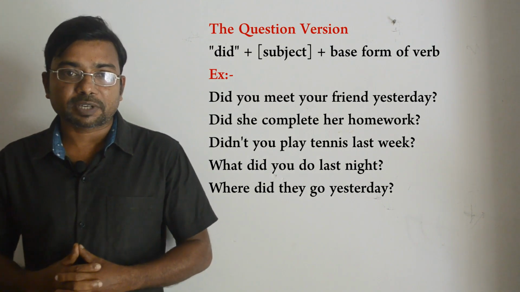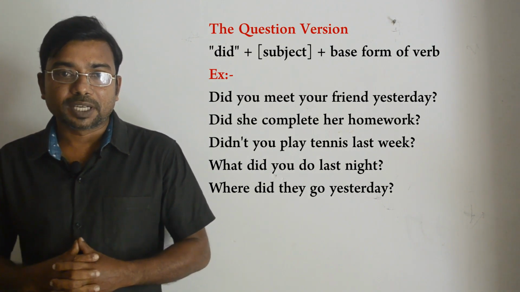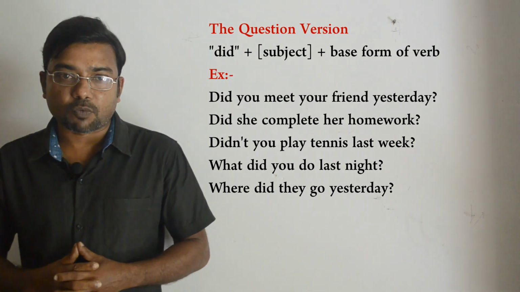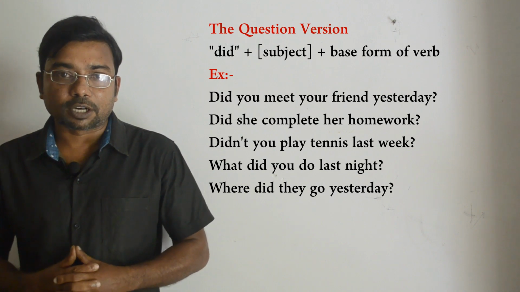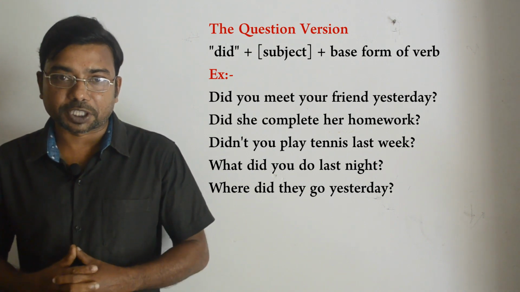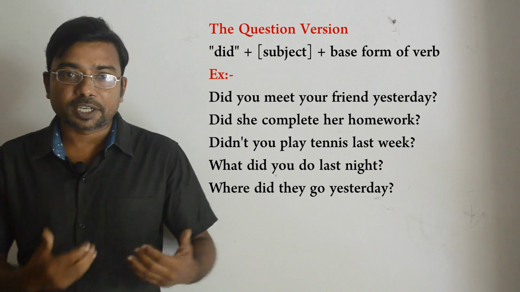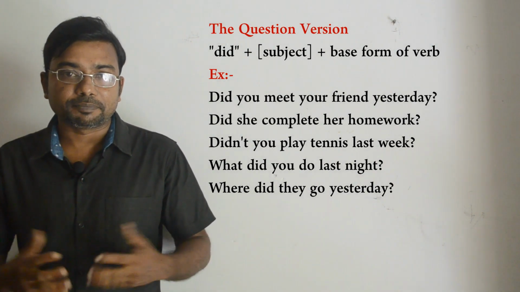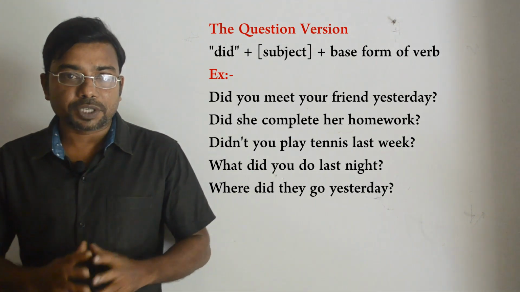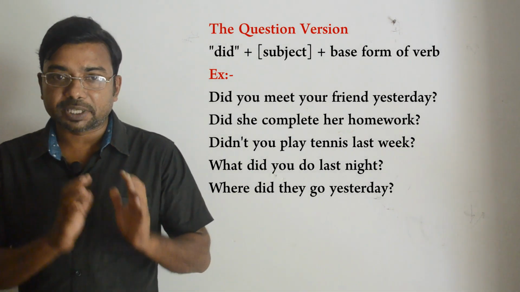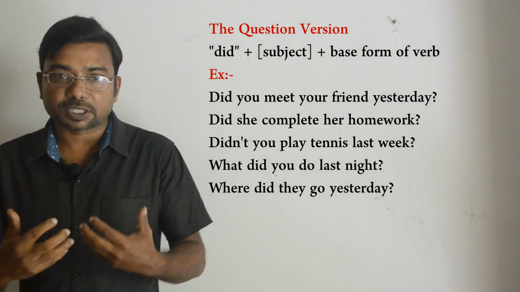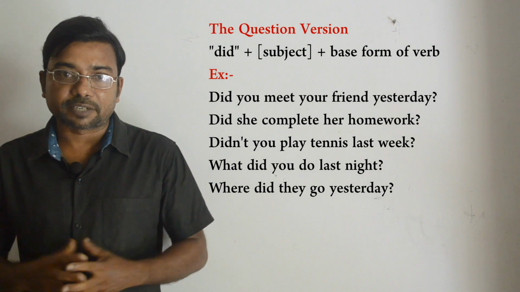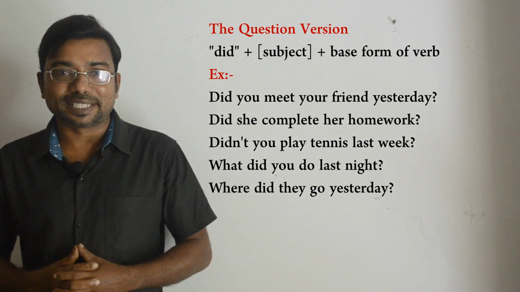Okay, look at the next one. What did you do last night? Here we ask WH questions, therefore it begins with the WH word what, and after that appears auxiliary verb did, then come subject and verb base form. Look at the last one. Where did you go yesterday? Okay, here also we use a WH word at the beginning of the sentence because we ask questions with WH words, then comes auxiliary verb did, and after that we use subject and verb base form.